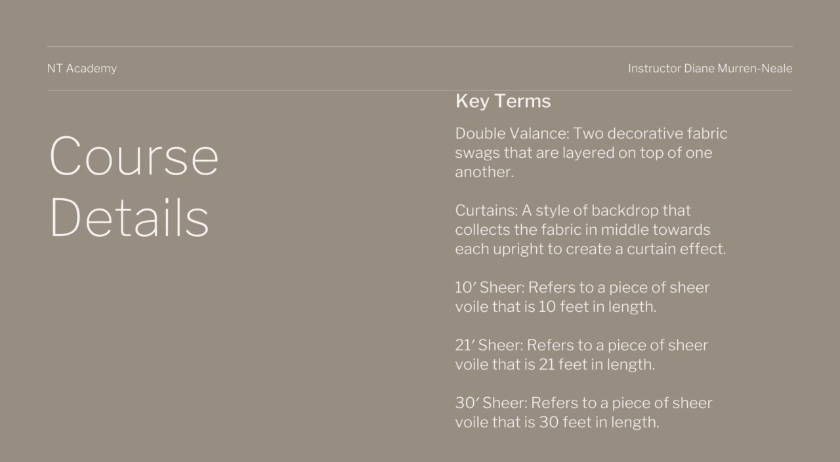10 feet sheer, and this refers to a piece of sheer voile that is 10 feet in length. 21 feet sheer, and this refers to a piece of sheer fabric that is 21 feet in length. And 30 feet sheer, and this also refers to a piece of sheer voile that is 30 feet in length.